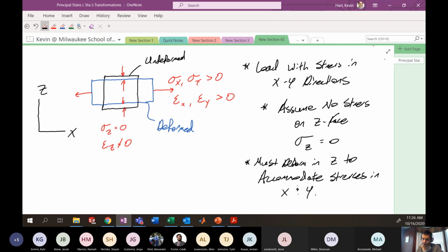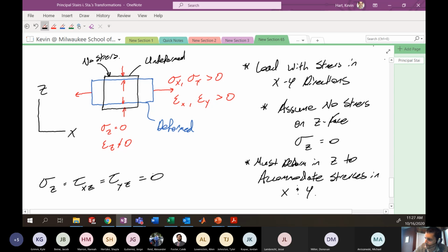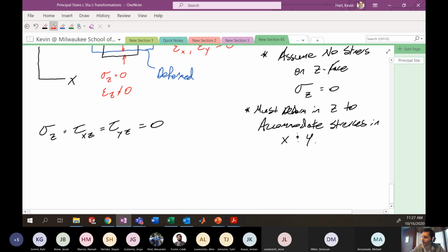So this is a state of plane stress where this surface has no stress. So it would be a condition of sigma Z equals tau xz equals tau yz equals 0. There is no Z component of stress. That's the idea here. That's a plane stress condition. There's no stress coming off of that Z axis. Let's compare that to plane strain behavior.